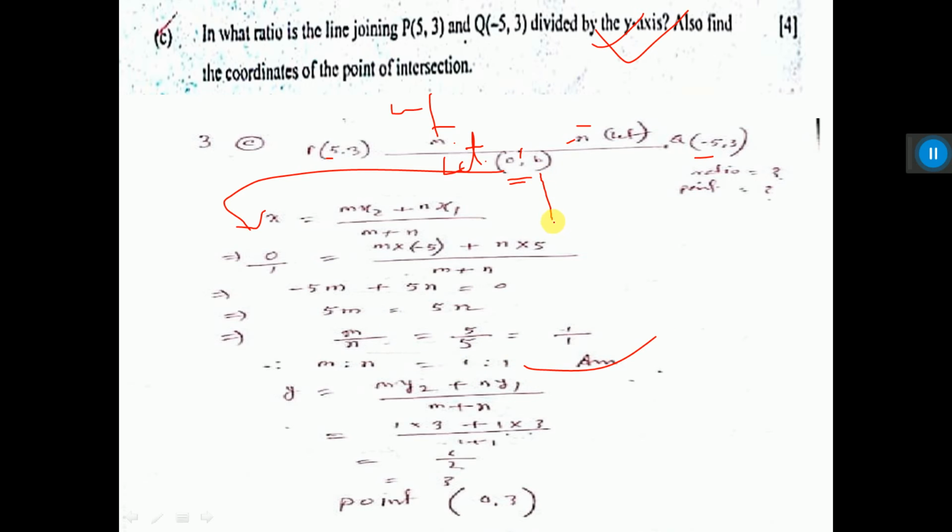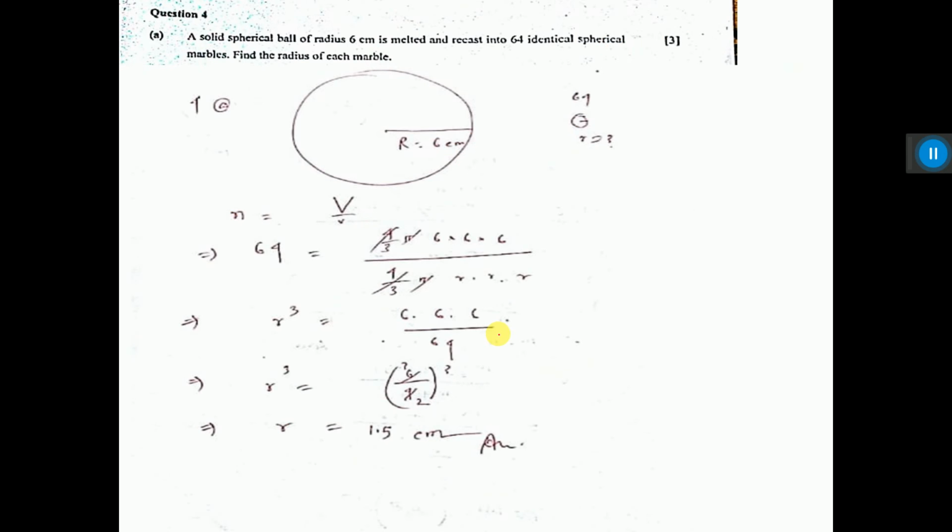Then apply the formula for b, I mean y, that is my2 plus ny1 by m plus n. So y equal to b, you put here. So b equal to, you got. So 0 comma b will be 0 comma 3. That is the answer.